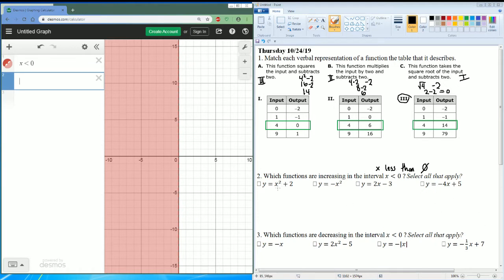Y is equal to x squared plus 2. Okay, so in this region, where it's red, that is when x is less than 0. Is this where the function is increasing? We look at it from left to right. Is it increasing from left to right?